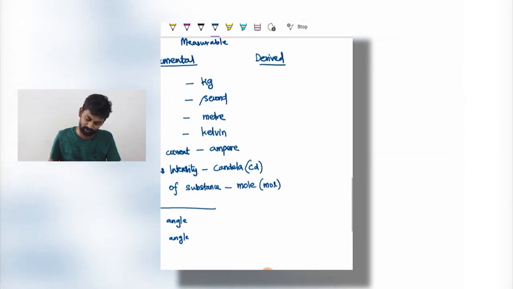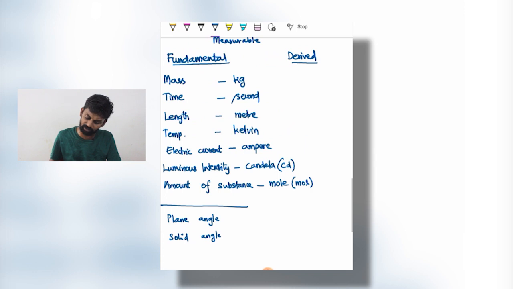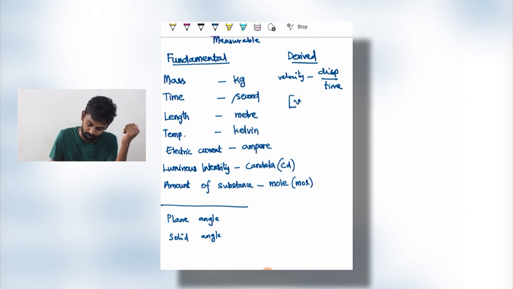Now, derived quantities. We have so many derived quantities. For example, take velocity. What is velocity? Velocity is displacement by time, the rate of change of linear displacement. So, the speed at which displacement changes. It is displacement divided by time. What is the unit of velocity then? Unit of velocity will be unit of displacement divided by unit of time. Unit of displacement is meter, unit of time is second.